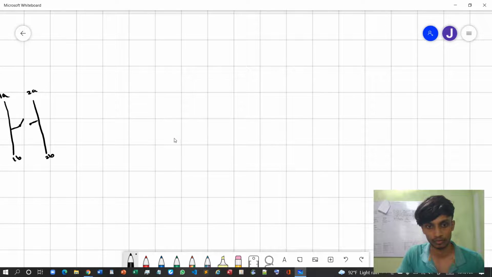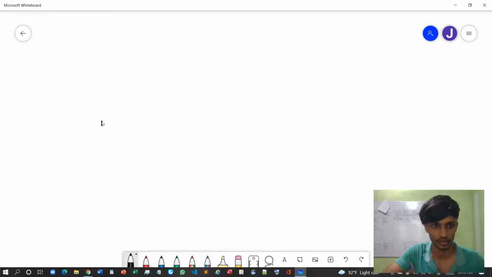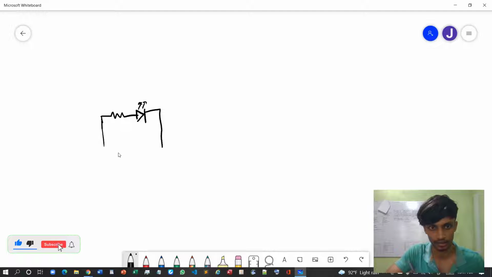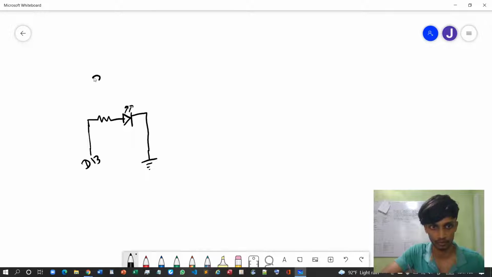So basically the circuit will be something like this. Initially we need the LED circuit like this. As usual, this is some sort of a digital pin, let's say digital 13, and this is the grounded pin. So this is the output scenario.